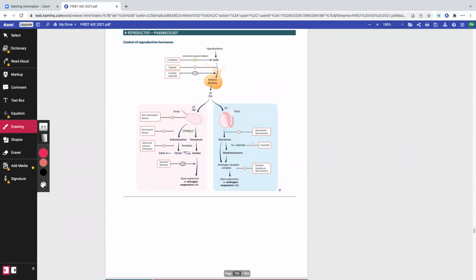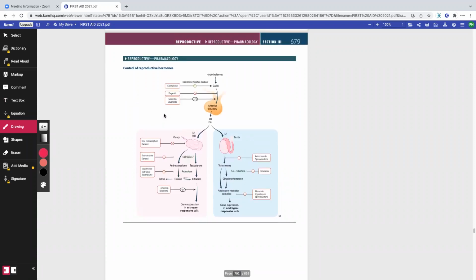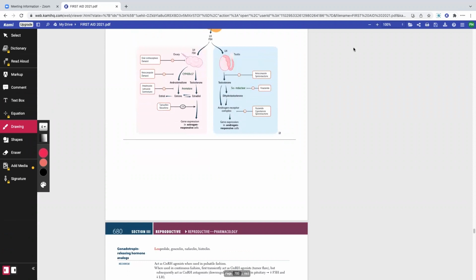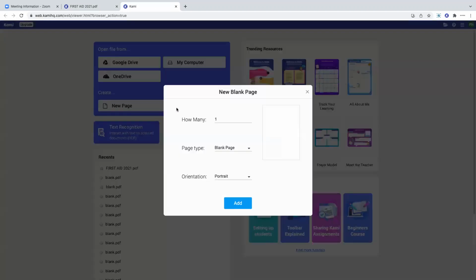Okay, now let's talk about the reproductive pharmacology very quickly. Before I jump into the reproductive pharmacology, I just want to explain this diagram over here very quickly. While I explain this diagram, my handwriting is going to be really bad because I dropped my stylus pen in the coffee, so I'm going to use my mouse to draw this.